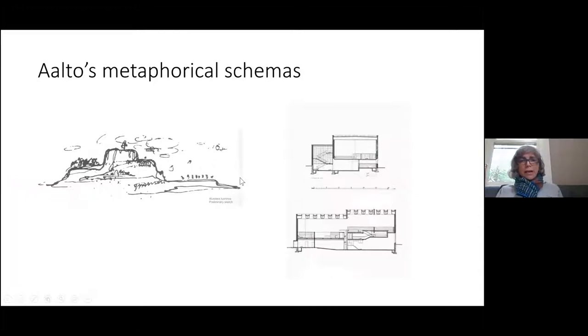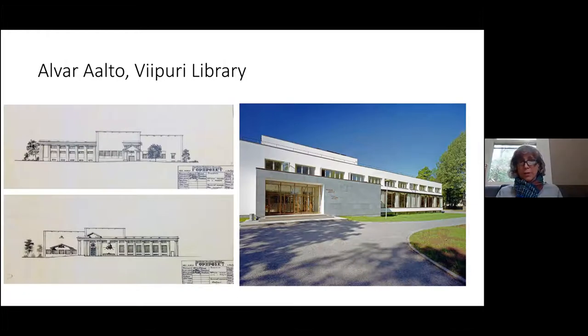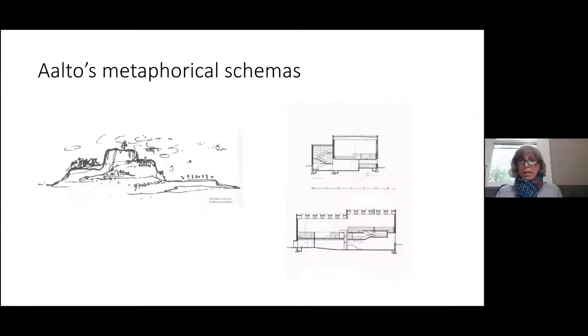And he said he had a metaphor in mind as the foundation of this building, which is the municipal library. And that metaphor was that acquiring knowledge is like ascending a mountain, reaching plateaus, assimilating the information, going up to the next plateau. So you're ascending the mountain, learning, assimilating information, into the light. And this is the sketch he made about how the Viipuri Library was going to work.